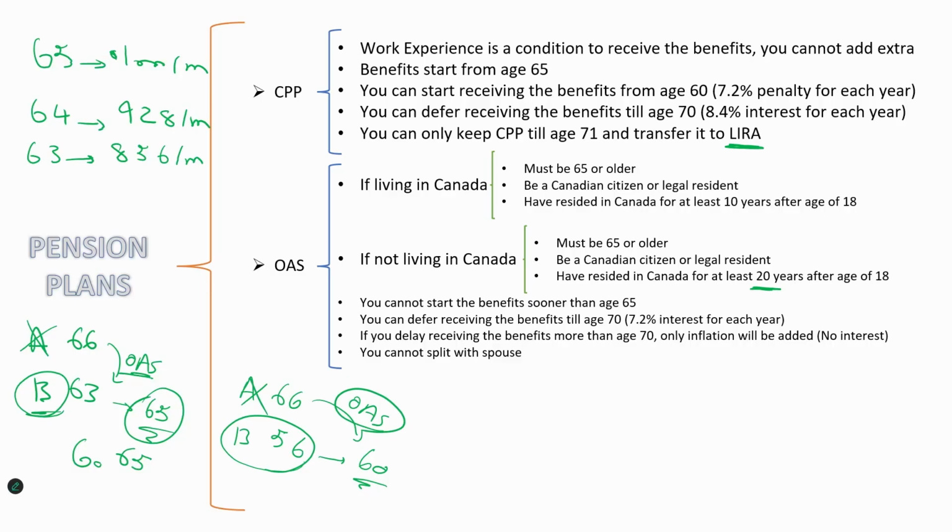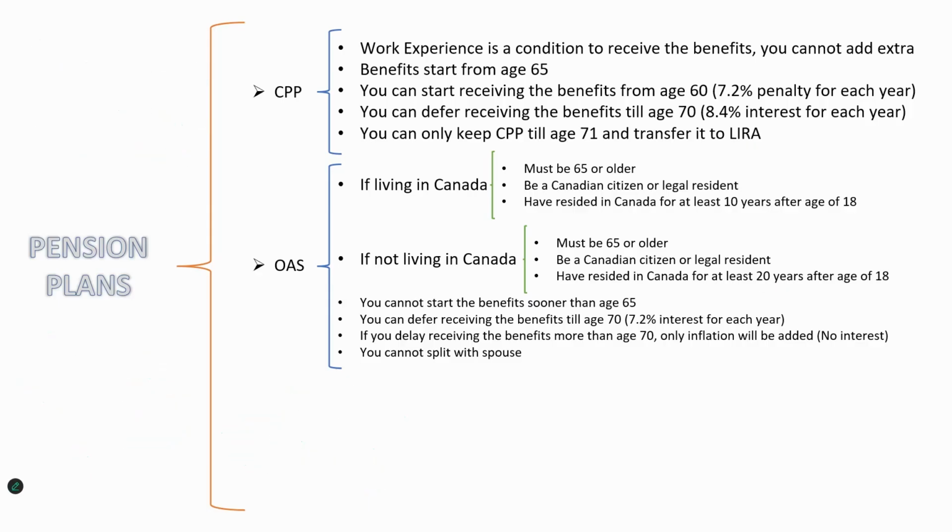From 60 to 65, they're going to get the deceased spouse's OAS. And after age 65, they're going to get their own OAS pension. Okay, so this is another important part that will come into your exams.